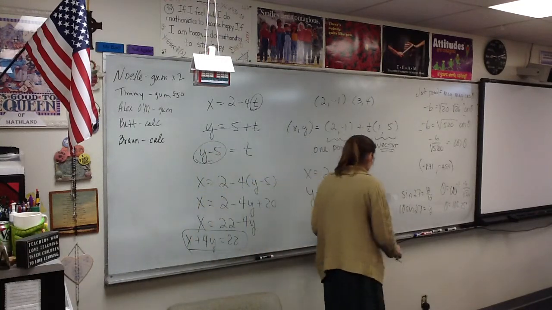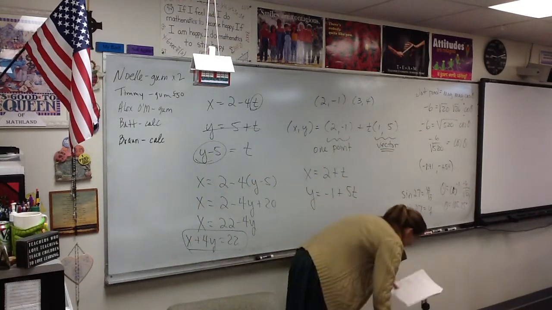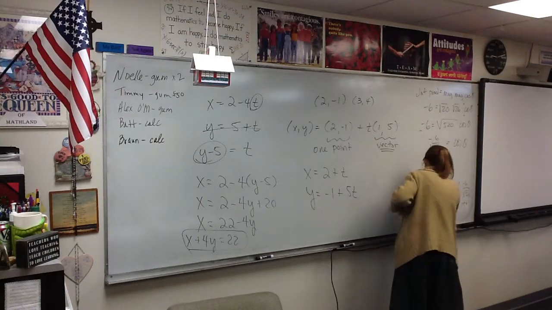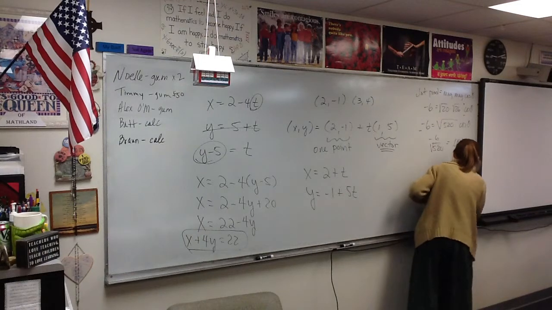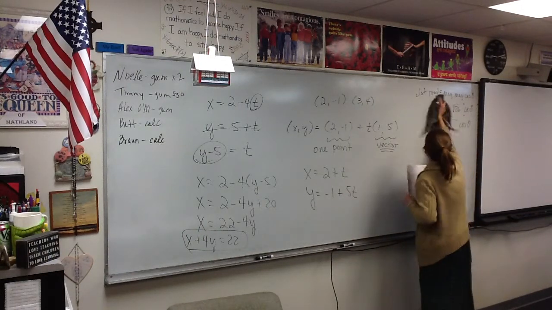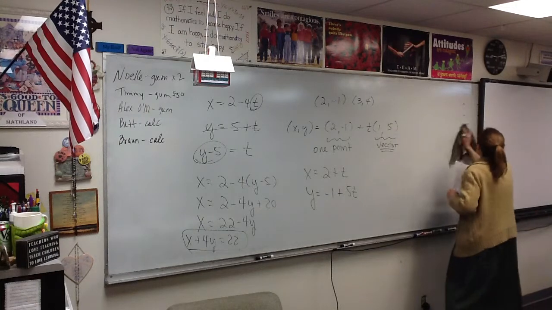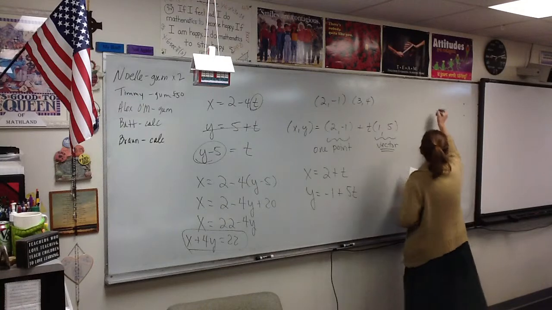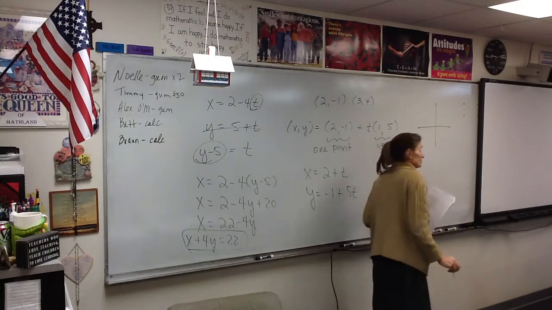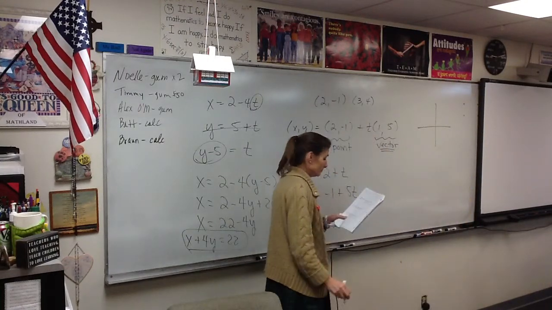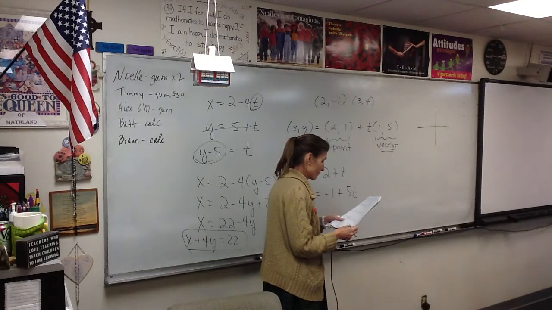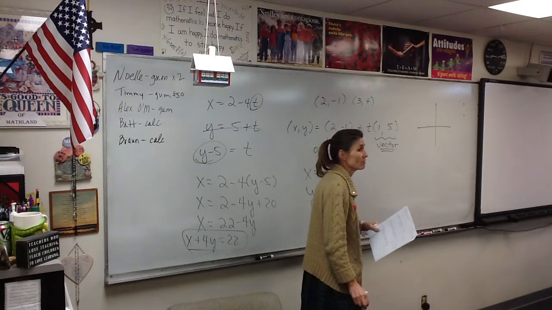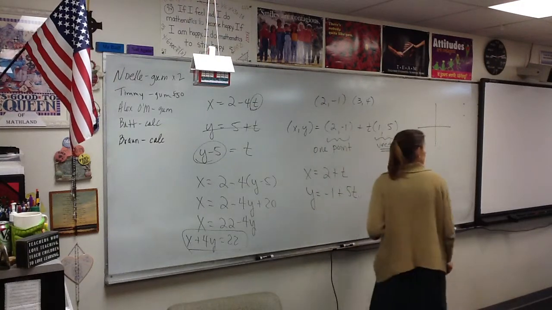Number 8. Find the components of the velocity vector. Okay, what are we looking for? Components, what does that mean? Coordinates. We're looking for an X and a Y. We're flying at a speed of 410 on a course of 218. All right, be careful. Where are you going to put 218?